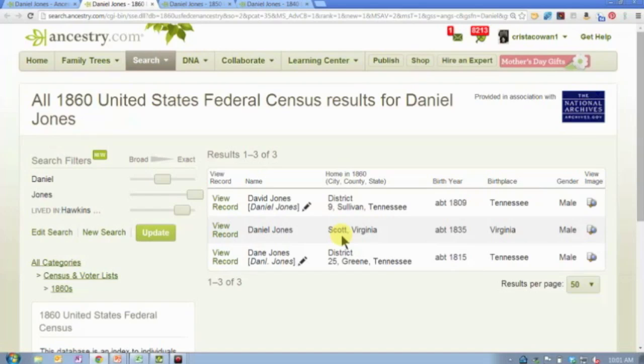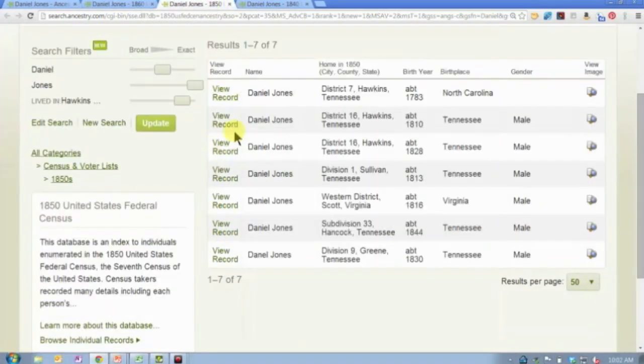That's important to know. Where did they go? Did they all die? Did they all move? Did they all move together? Could every one of these Daniel Jones living in Hawkins County be related to each other? Again, if I'm looking for my Daniel Jones, I need to know how the relationships work, not just that there are other men with this same name.